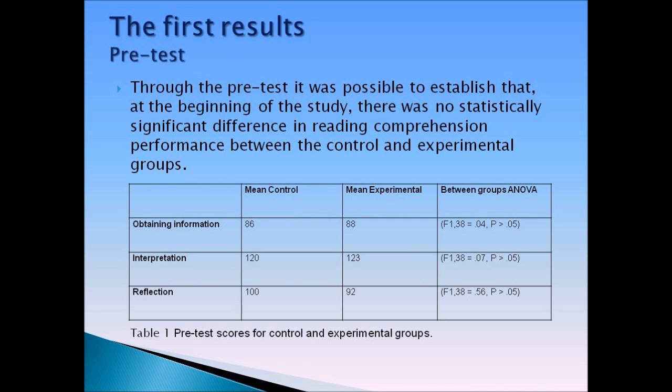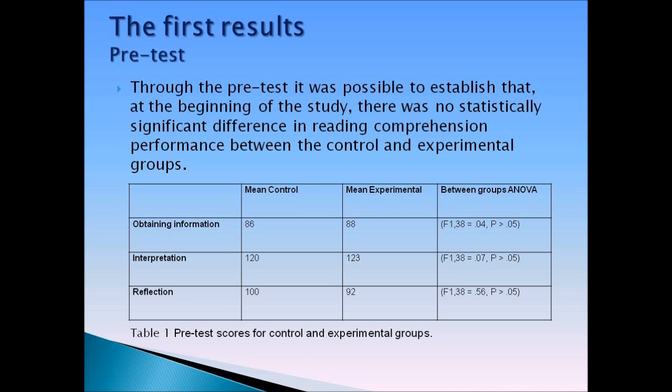Results: pre-experimental PISA test. Through the pre-test, it was possible to establish that there was no statistically significant difference in reading comprehension performance between the control and the experimental groups at the beginning of this study. Table 1 shows the results of the analysis of variance ANOVA between the two groups.